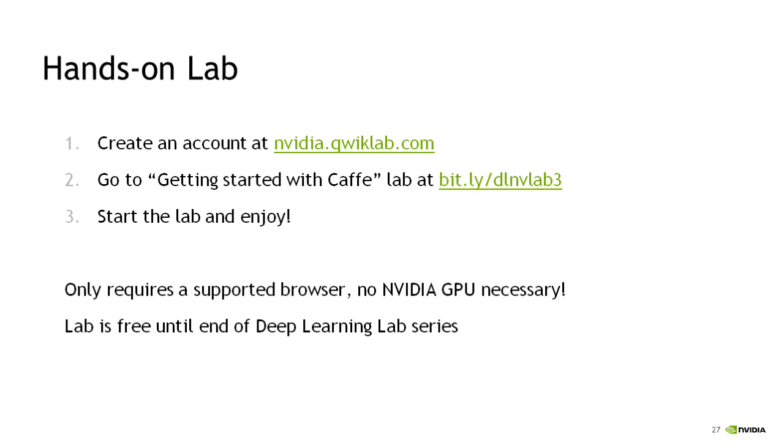To use the hands-on lab, go to nvidia.qwiklab.com, create an account, go to the Getting Started with Caffe lab at the URL I mentioned before, and start the lab. This lab will be running in the cloud, but it will provide you NVIDIA GPU acceleration, so you can train a moderate-sized network on real images in a couple of minutes while you do the lab, and it's free until the end of this deep learning course.